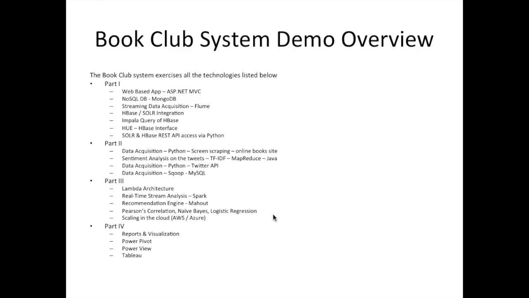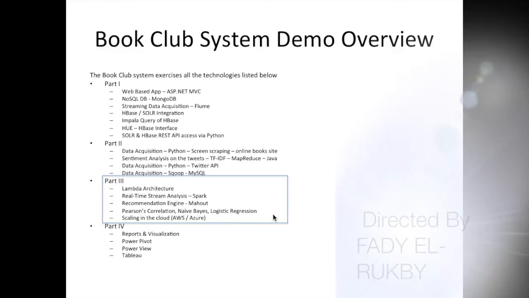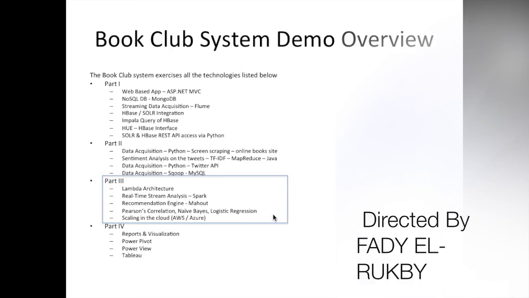So that was the conclusion of the demo in part 2. I hope that you have found it to be useful. In part 3, we will go into the items listed here: Lambda architecture, real-time stream analysis using Spark, recommendation engine using Mahout, and some discussion of some of the algorithms and correlations, and also we'll have a look at some implementations in the cloud, especially in Amazon Web Services.